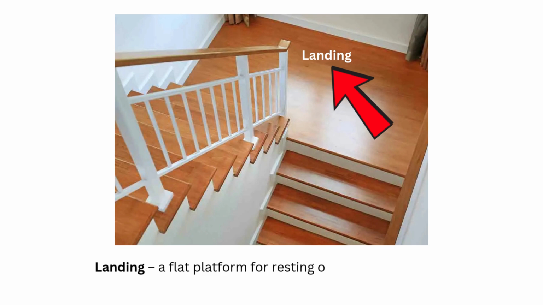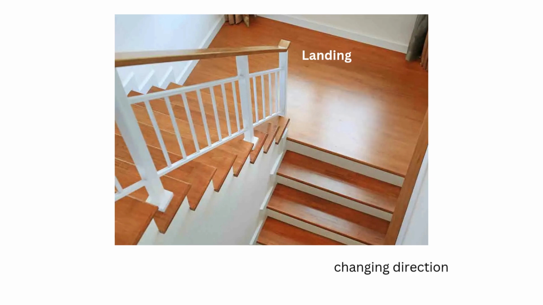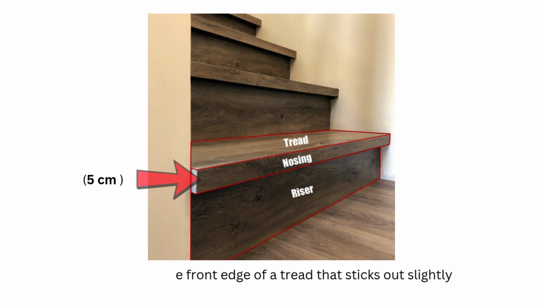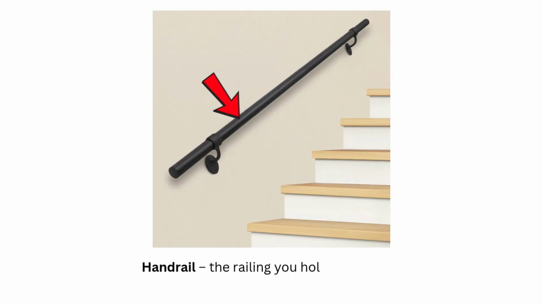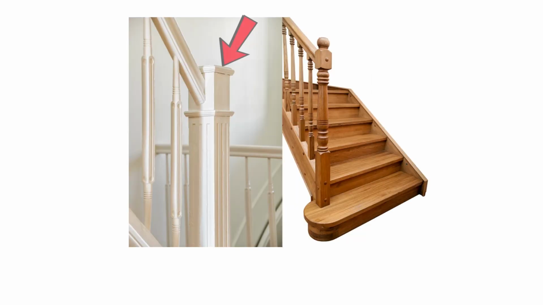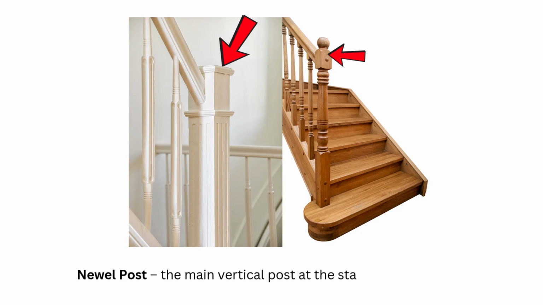Landing, a flat platform for resting or changing direction. Nosing, the front edge of a tread that sticks out slightly. Handrail, the railing you hold for support. Baluster, the vertical post that supports the handrail. Newel post, the main vertical post at the start or end of the handrail.